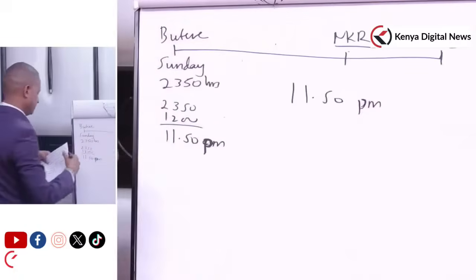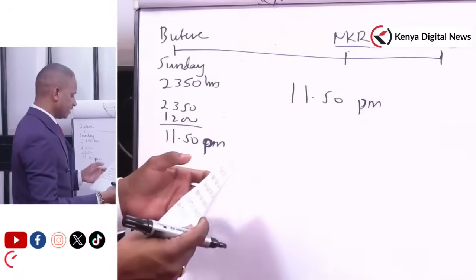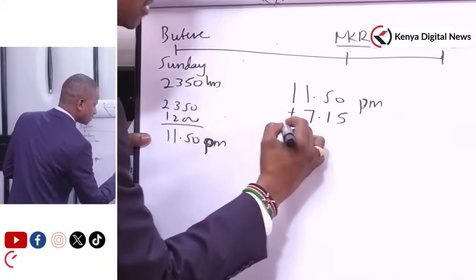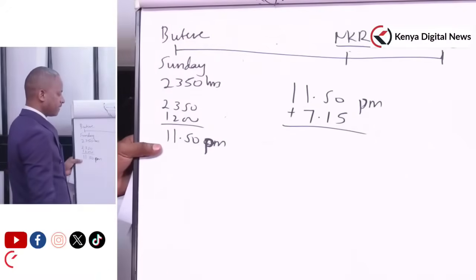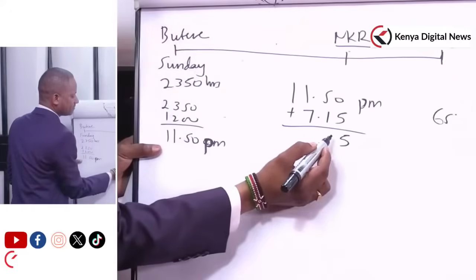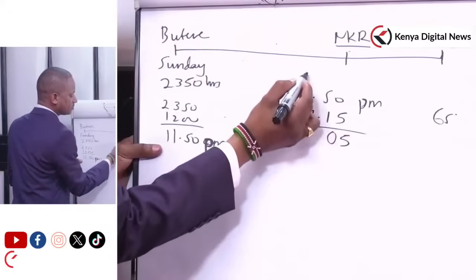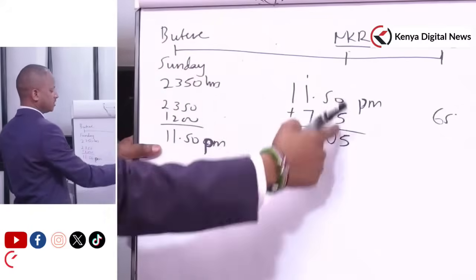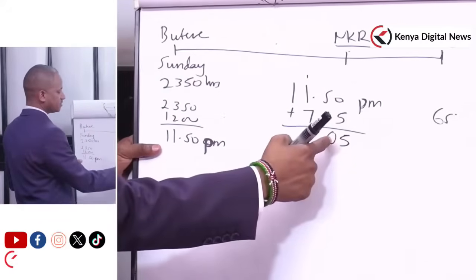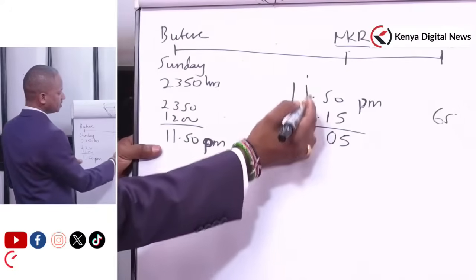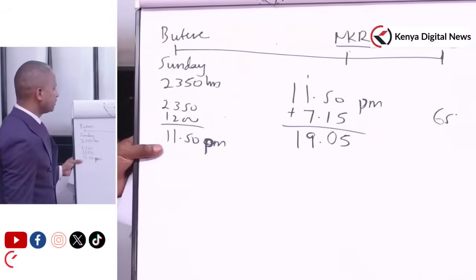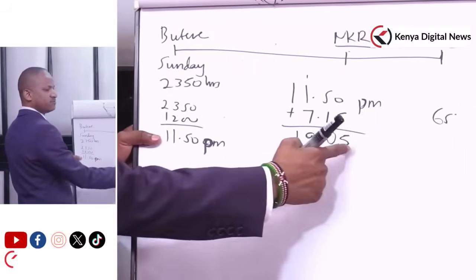So at 11:50 when he left, he traveled for 7 hours 15 minutes to Nakuru. Just add the time that he took to travel. You will get 5, 6. This is 65 minutes. You can write there 0, you carry 1. You carry 1 hour so that you deal with minutes on their own and hours on their own. So here is 0, carry 1. This is 8, 9. This is 9, 1. So this person reached Nakuru at 19:05.